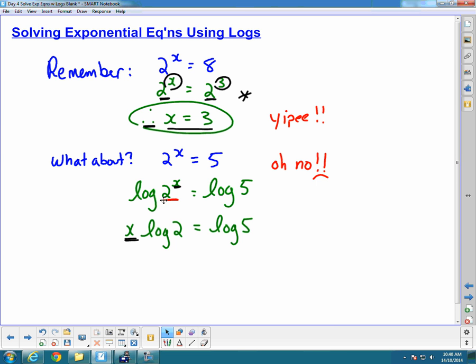Now it's x times log 2. If I want x by itself, I'm going to divide both sides by log 2, the opposite operation. So I'm going to divide this by log 2 and this by log 2. Now I probably wouldn't write this out each time. I'd just do the division.